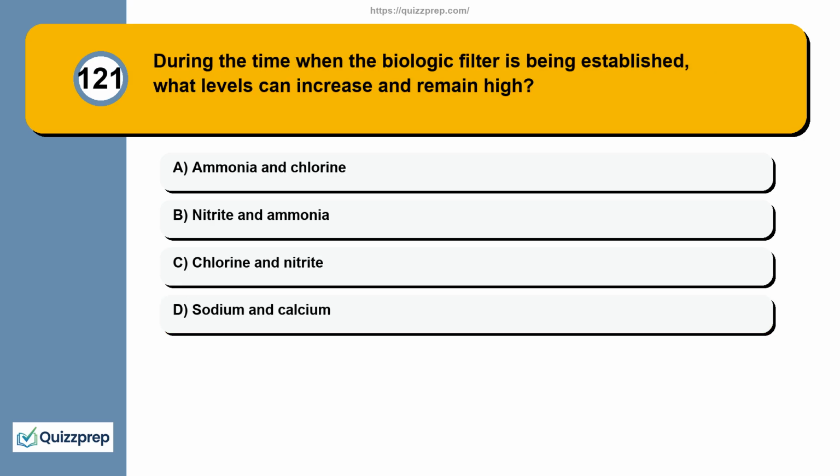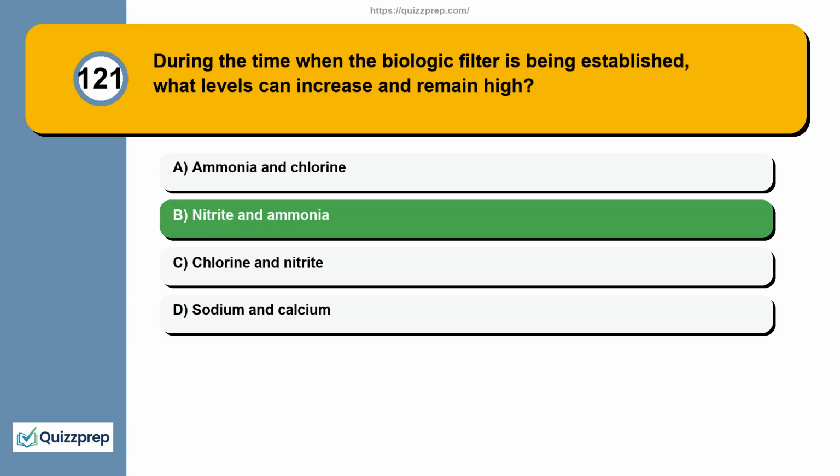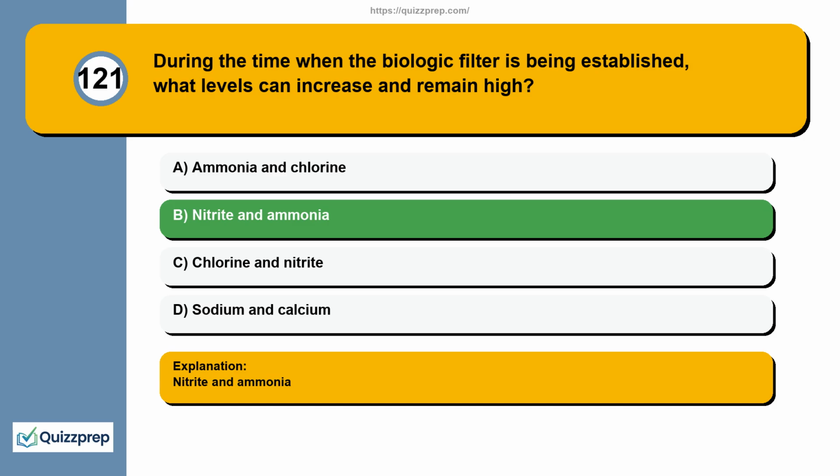Question 121. During the time when the biologic filter is being established, what levels can increase and remain high? Option A, ammonia and chlorine. Option B, nitrite and ammonia. Option C, chlorine and nitrite. Option D, sodium and calcium. The correct answer is option B, nitrite and ammonia.